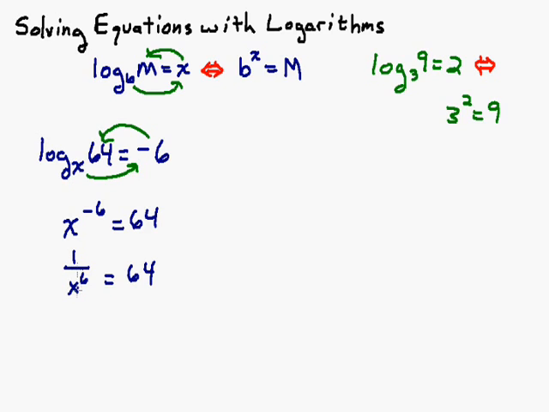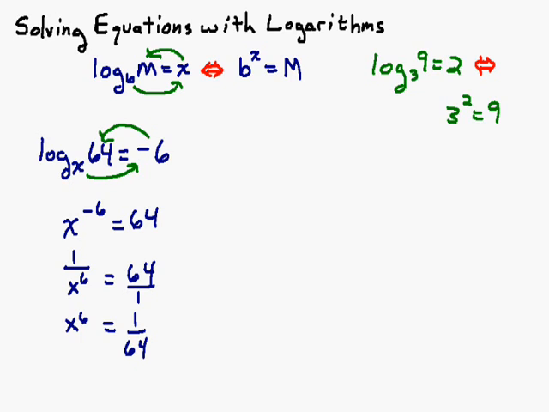So now we've got 1 over x to the 6 equals 64, but we don't really want 1 over x to the 6. We just want x to the 6th. So I can do this deal where if I have a fraction on one side of the equal sign and a fraction on the other, it's a property of proportions. I can flip both sides. If I flip the left-hand side, I get x to the 6 over 1, which is just x to the 6th. And if I flip the right-hand side, I get 1 over 64.